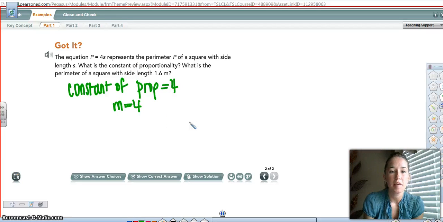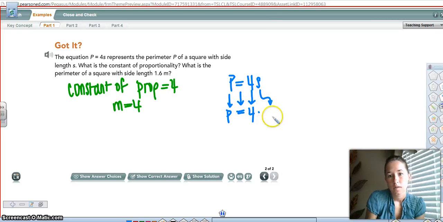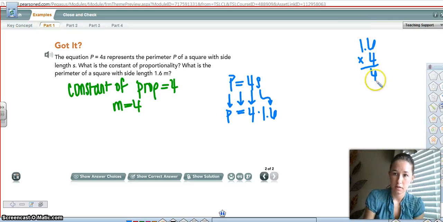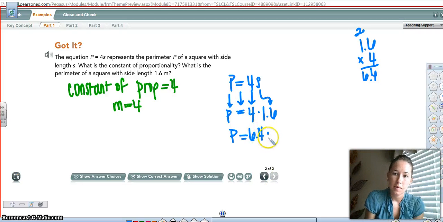What is the perimeter of a square with side length 1.6? Well, our equation is telling us that we always multiply by 4. So we would take 1.6 and multiply by 4. We can also use the format of the equation to help us solve the problem. 1.6 times 4, we'll just do that over here to the side. The perimeter will be 6.4, and we can label that as meters.